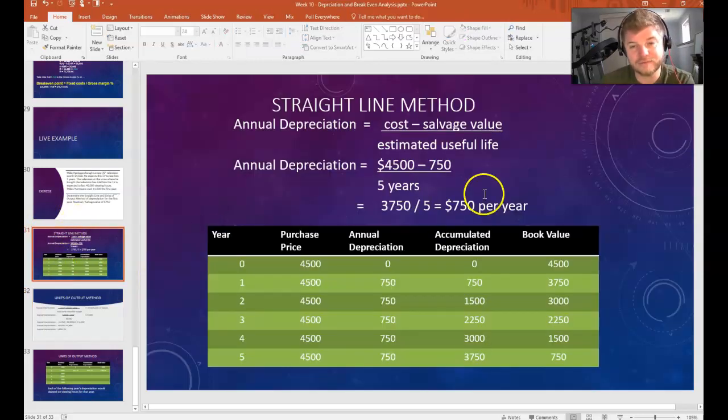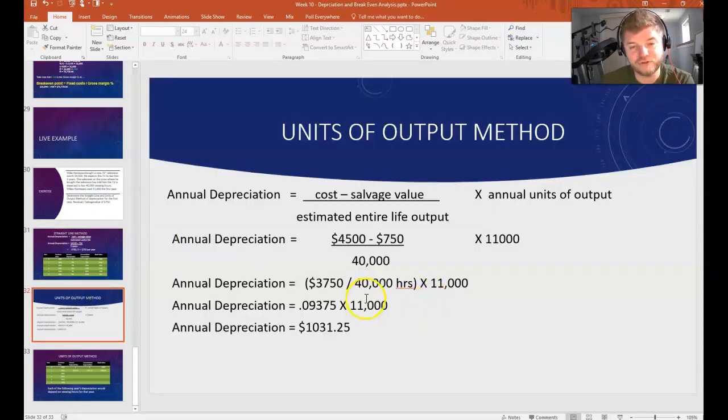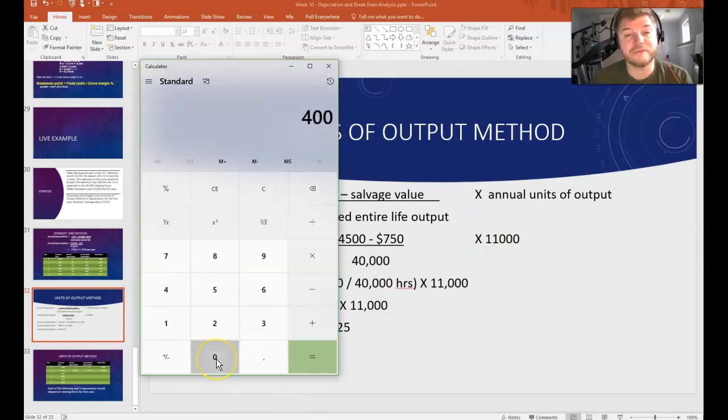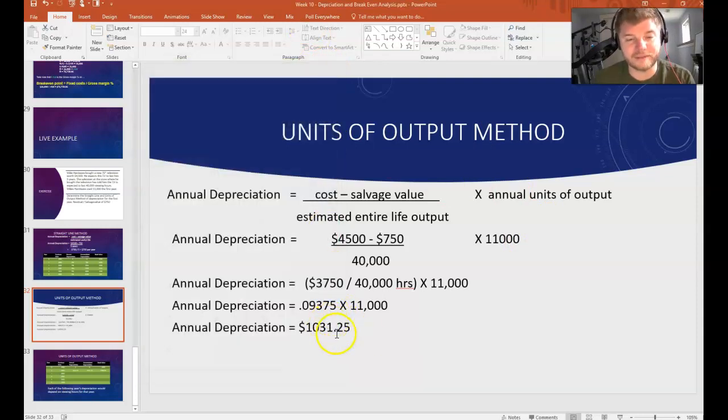When I look at this, with straight line we are depreciating it by 750. Here, you're depreciating it based on 11,000 hours. Ideally, when you think about it, using 40,000 hours over 5 years, we should only be having it on for around 8,000 hours a year. We're using 11,000, which is a little bit more, which is why there's a little bit more depreciation.